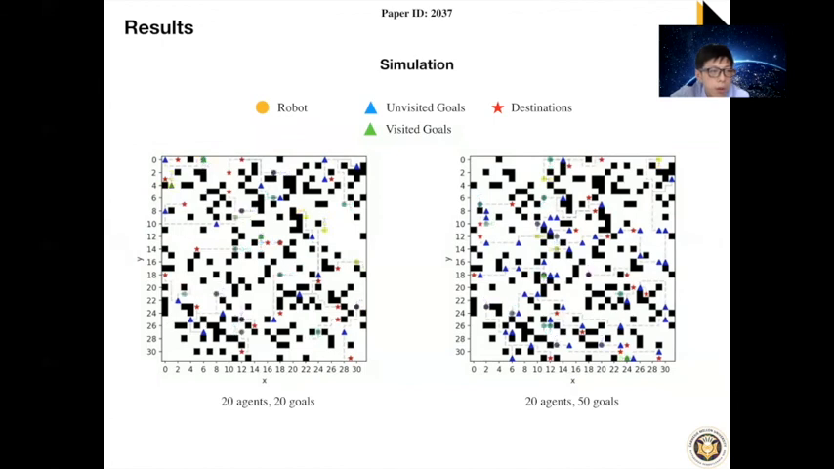We also simulate the result of the planner in a random 32 by 32 world with 20 agents. On the left, we have 20 goals to be visited, while on the right, we have 50 goals to be visited.